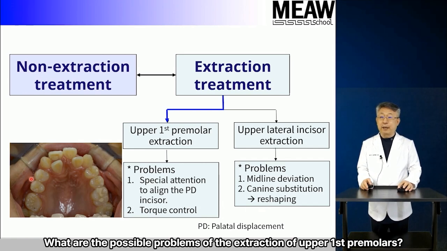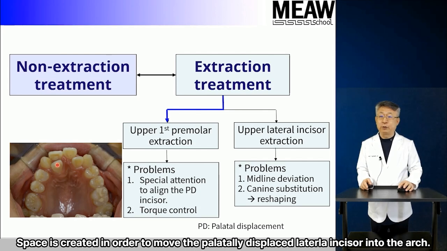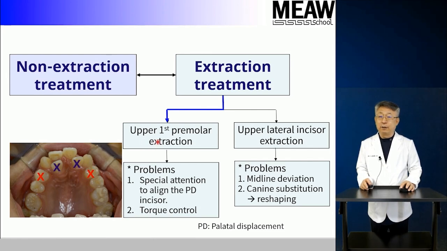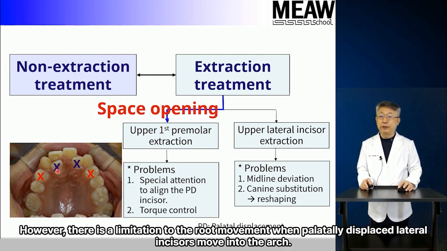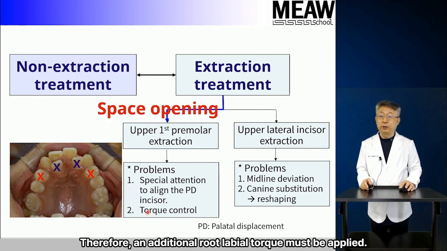What are the possible problems of the extraction of upper first premolars? Space is created in order to move the palatally displaced lateral incisor into the arch. It is easier to create space in premolar extraction cases than in non-extraction cases. However, there is a limitation to the root movement when palatally displaced lateral incisors move into the arch. Therefore, an additional root labial torque must be applied.